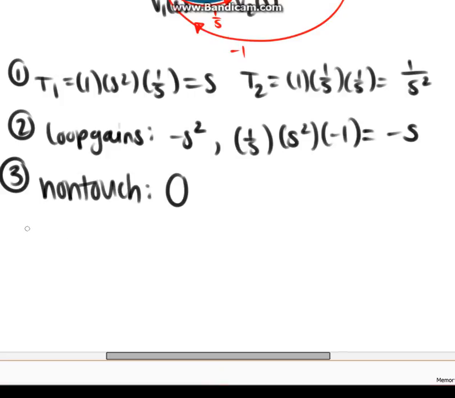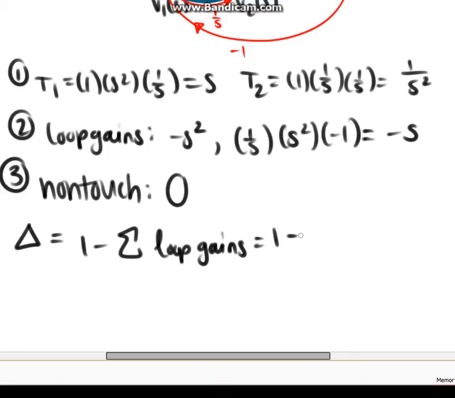Now we have to find our delta, which is going to be the denominator of our transfer function. I'm not sure if I said this from the beginning, but we have to find the transfer function of the block diagram. So the denominator of our transfer function is equivalent to 1 minus the sum of our loop gains, which is equal to 1 minus negative S squared minus S, so 1 plus S squared plus S.